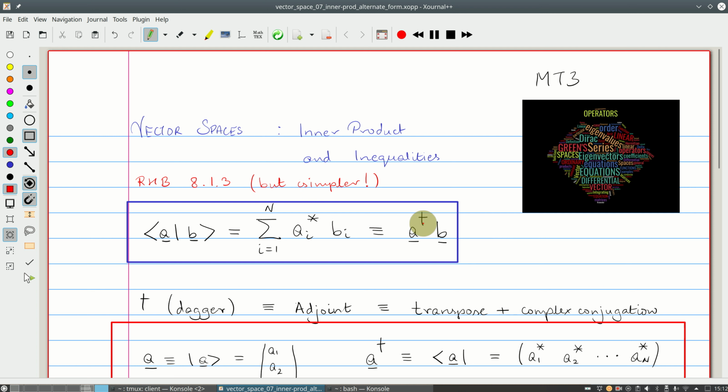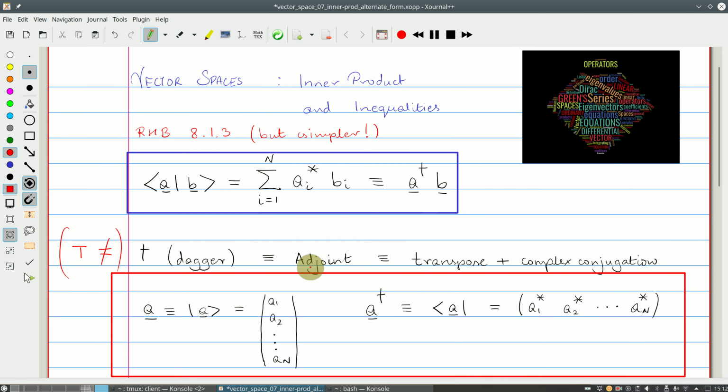It's A dagger B. This is a dagger and not a transpose. It's not a T. This is not equal to the transpose T. Alright. It's the dagger, and the dagger is also called the adjoint. We'll use this extensively when we get to matrices, so you may as well get used to it now. And the adjoint is a transpose plus a complex conjugation. So it has two operations in it.